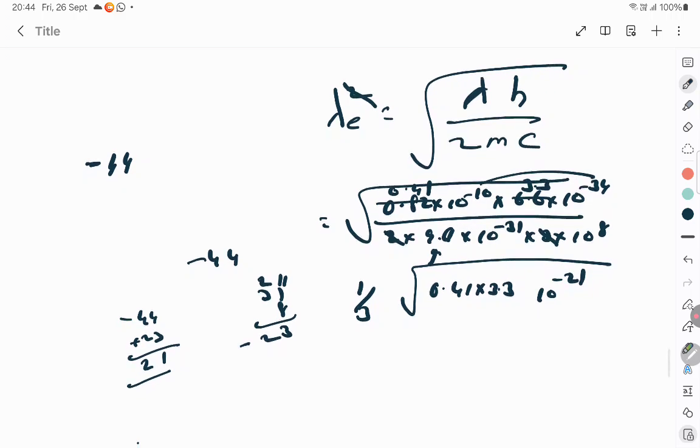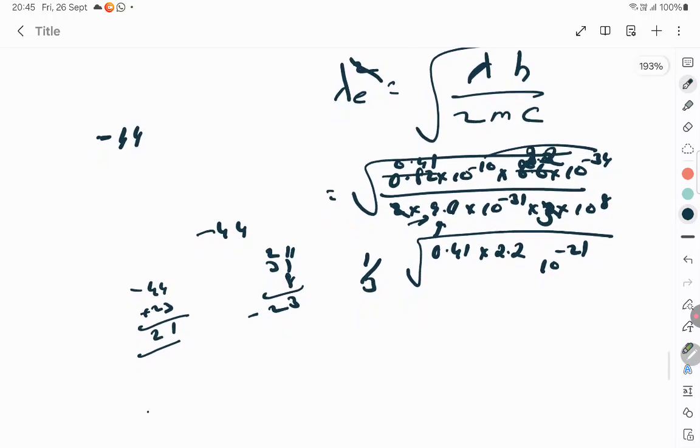No, again, this is 3 into 10 to the power 8. So when this cancels, it will become 2.2. So what am I ending with? I'm ending with 0.41 into 2.2, because I've taken this 9 out as 1 by 3. Yeah, it's sorted. So then what is this into 10 to the power 21? You want to make it an even power. Multiply this with 100, so 10 to the power 3 you multiply, so you also have to divide it by 10 to the power 3, which makes it 10 to the power minus 24.